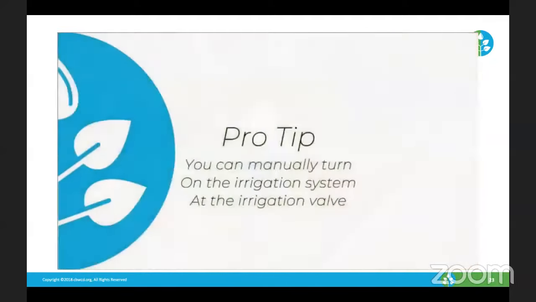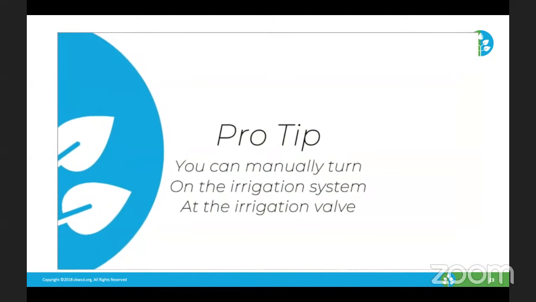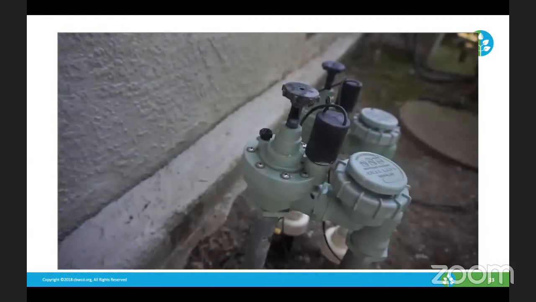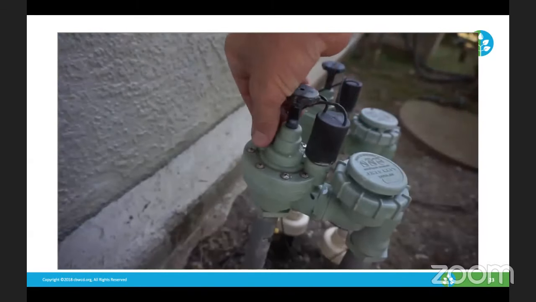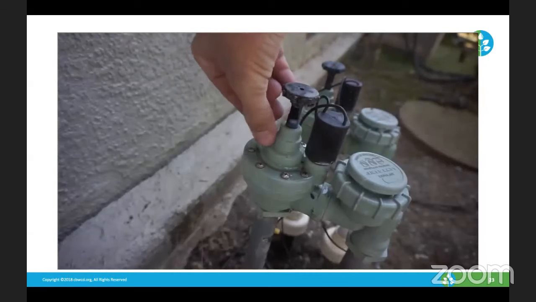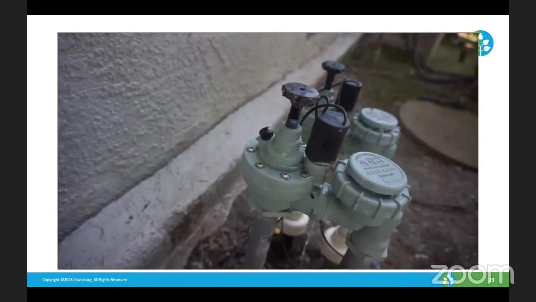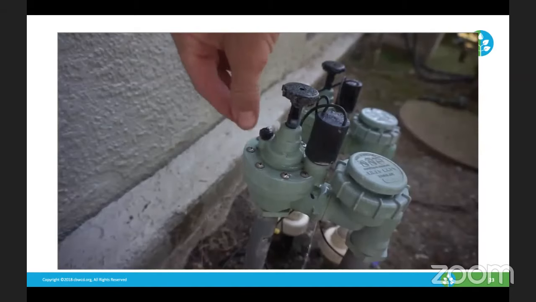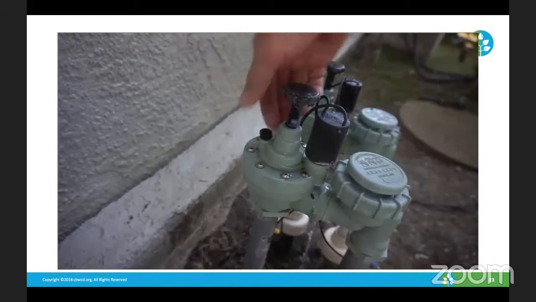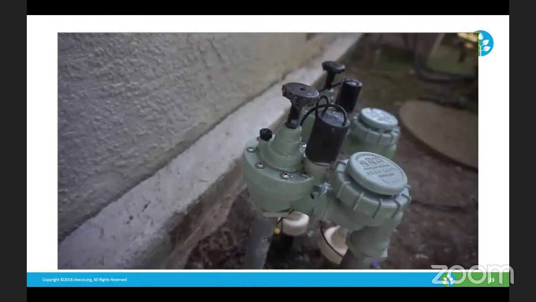A pro tip, you can manually turn on your irrigation system at the irrigation valve. By simply turning the bleed screw 1/4 to 1/2 a turn, your irrigation system will turn on. This will allow you to walk the site for as long as you need, check out any inefficiencies, and when you're ready to turn the irrigation valve back off, simply come back to the bleed screw, turn the knob till it's tight, and the irrigation valve will turn off.